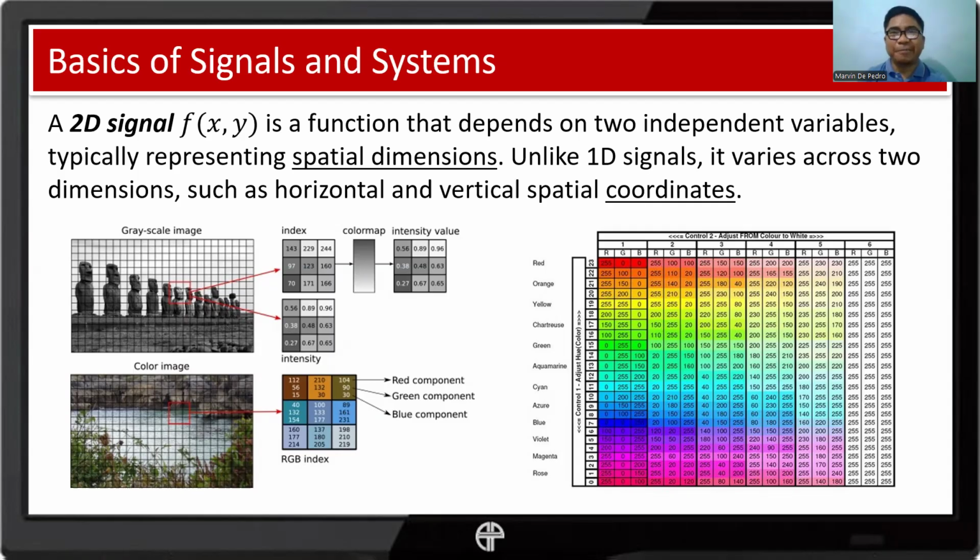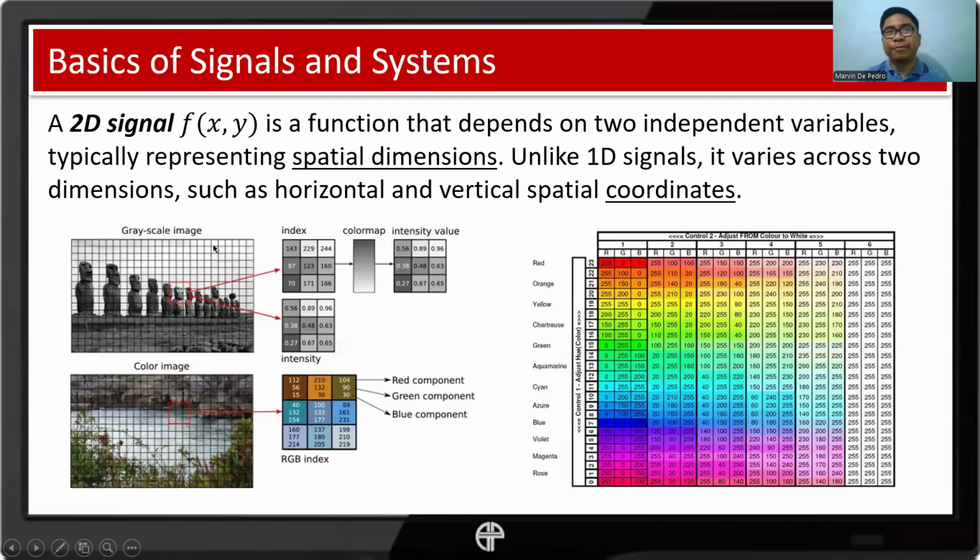Just imagine the coordinates. Okay, so we have the x and y coordinates, right? This is usually common in images. Images are composed of pixels, and, for example, these are pixels. Each pixel has its corresponding location. Let's say this is pixel 0, pixel 1, pixel 2, and so on.